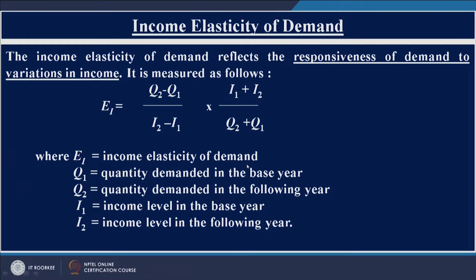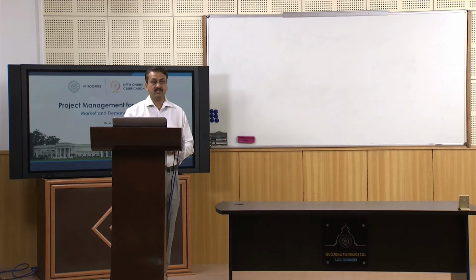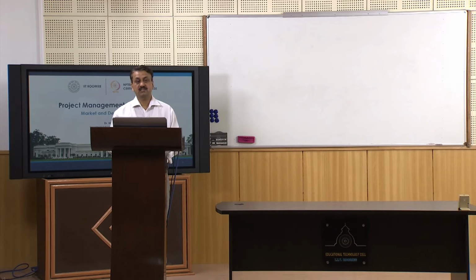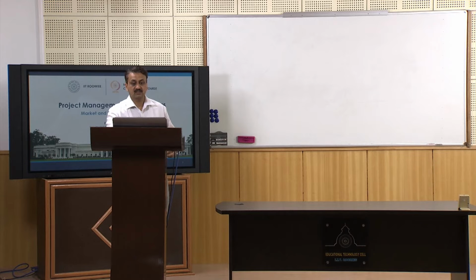So, Q1 and Q2 are very simple. Q1 means the quantity demanded by you before change in income, and Q2 is quantity demanded by you after change in income. Similarly, I1 and I2 are what? I1 is your initial income and I2 is your new income or changed income, right. So, these are the definitions of these notations, very simple, and this is the question.